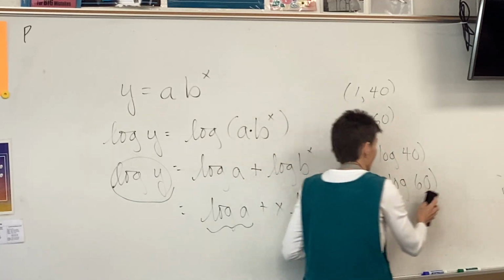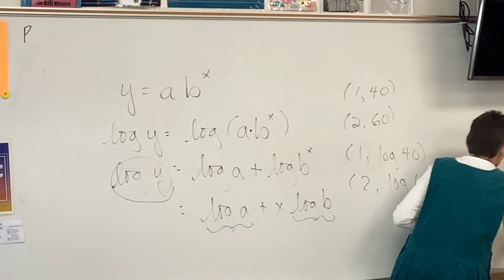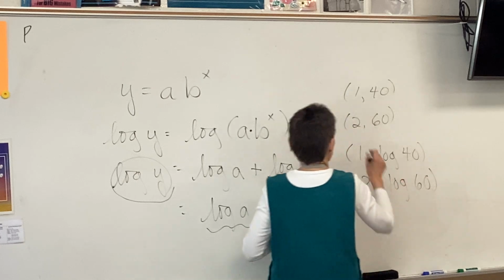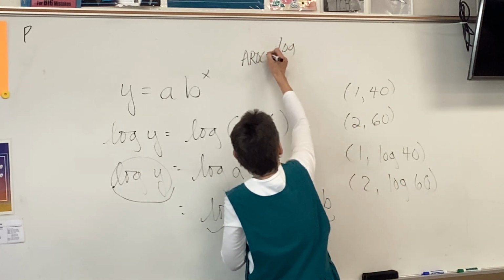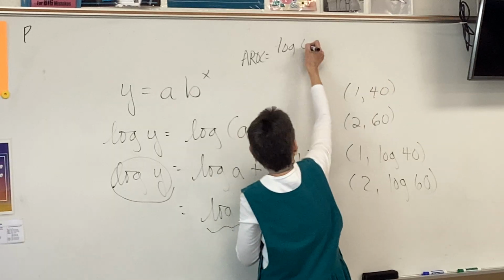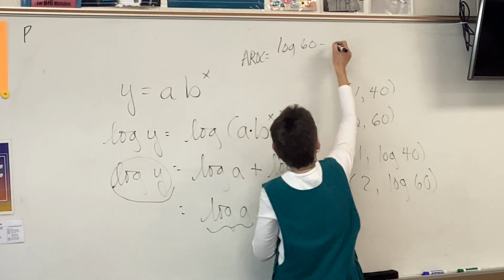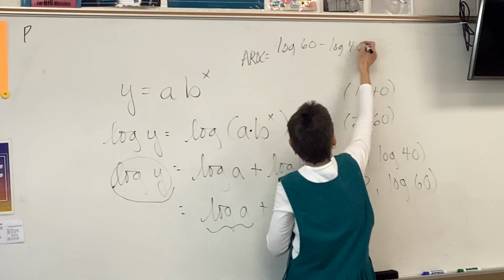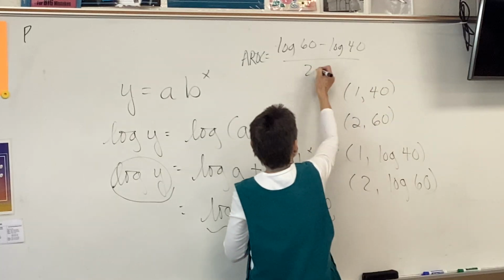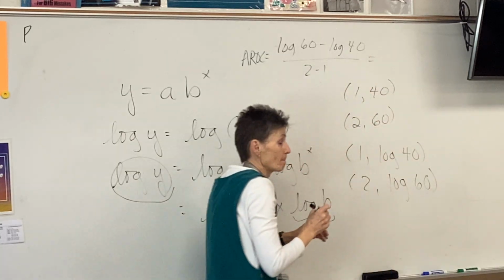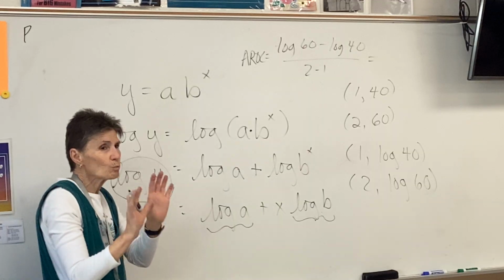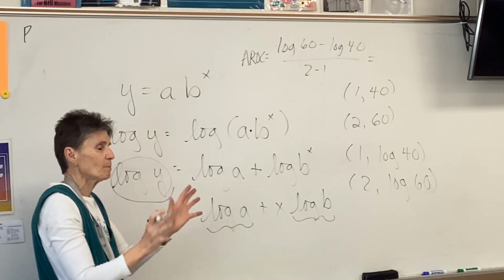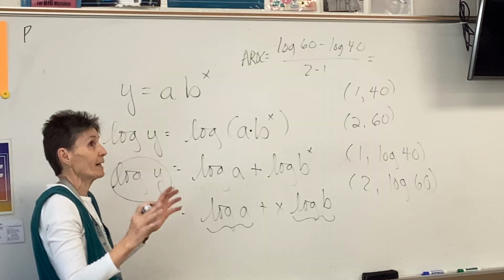All right, let's find our rate of change. That would be our slope. What will our rate of change be for these points right here? Average rate of change, here we go. Log 60 minus log 40 over 2 minus 1. Now, I know this is kind of wild, but you just wait. Just hang on, be patient. All the pieces are going to come together, and you're going to be like, oh my gosh.